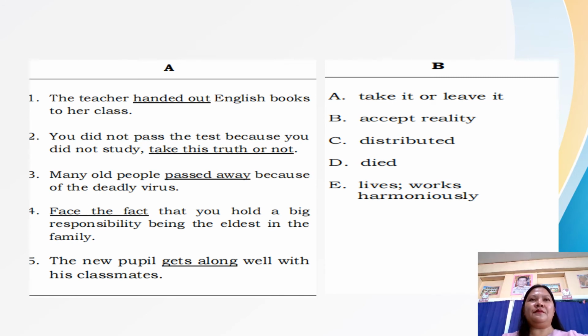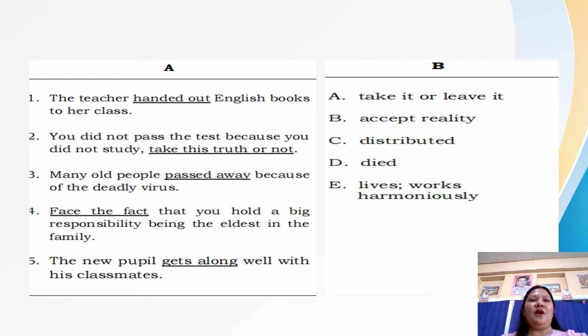Number 1. The teacher handed out English books to her class. Handed out means A. Take it or leave it. B. Accept reality. C. Distributed. D. Tied. E. Lives or works harmoniously. Number 2. You did not pass the test because you did not study. Take this truth or not means A. Take it or leave it. B. Accept reality. C. Distributed. D. Died. Or E. Lives or works harmoniously.